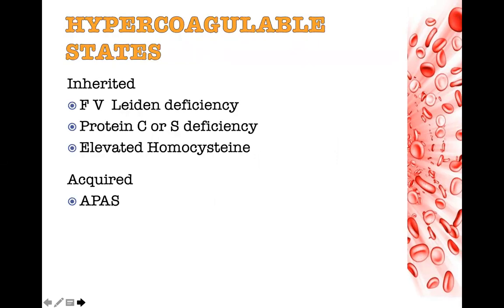Let's talk about hypercoagulable states. We have inherited causes of hypercoagulable states, such as your deficiency in factor V, either a protein C or a protein S deficiency, and elevated homocysteine. And the acquired hypercoagulable state is what we call your APAS, or your antiphospholipid antibody syndromes.